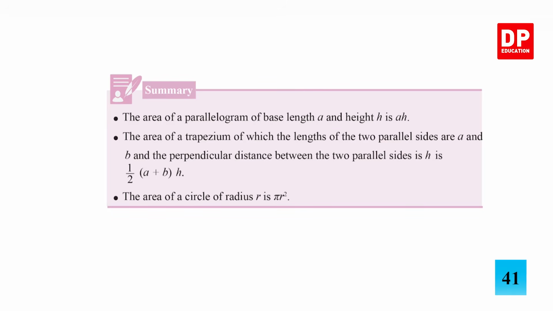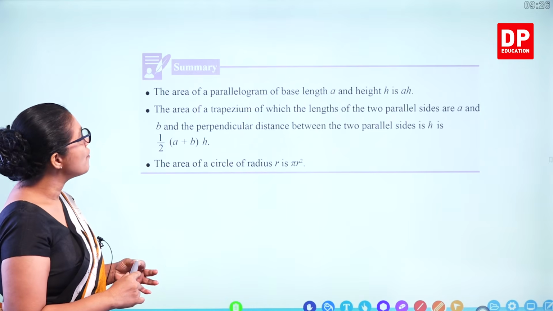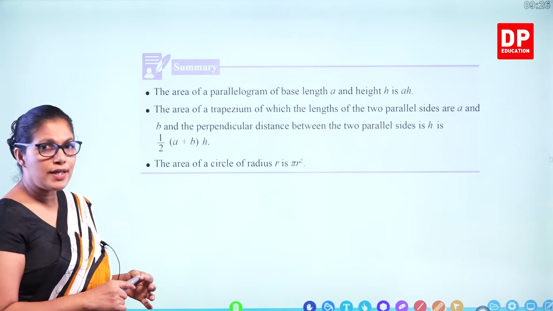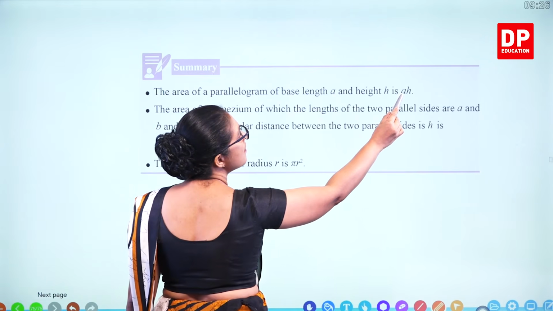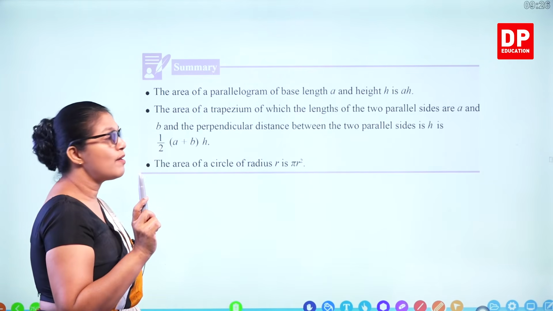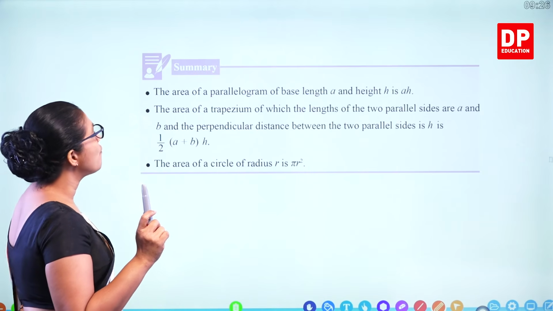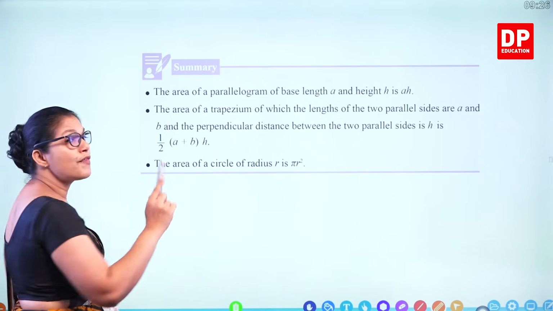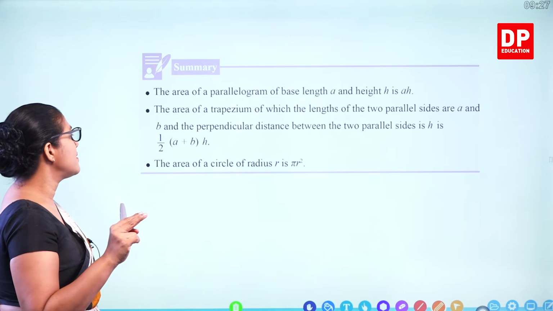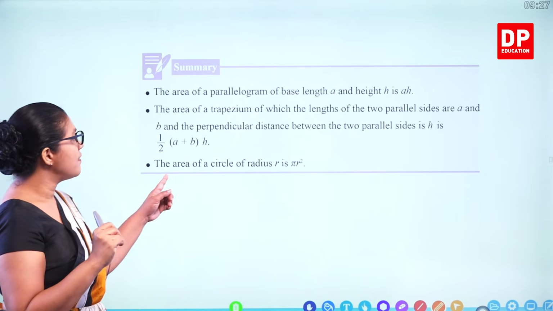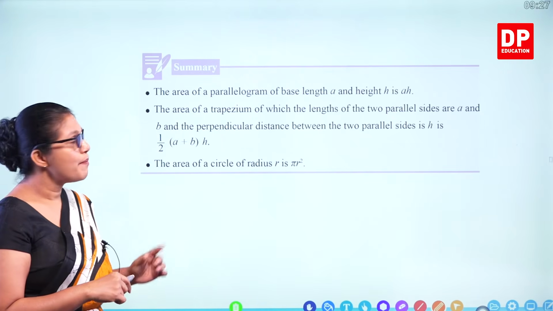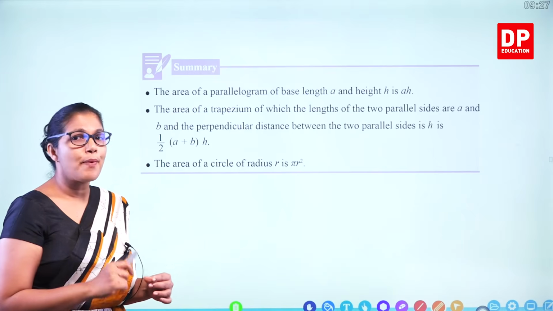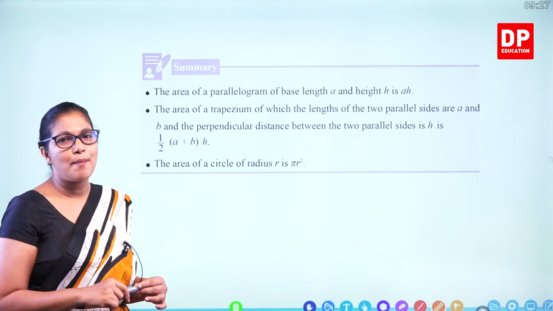So we covered all theory related to area of a parallelogram, area of a trapezium and area of a circle. So remember, what's the area of a parallelogram? The base length into perpendicular height. And what's the area of a trapezium? Half into the sum of two parallel lengths into perpendicular height. And the area of a circle is pi r squared. So remember all these formulae and practice all the exercises and examples in this unit.